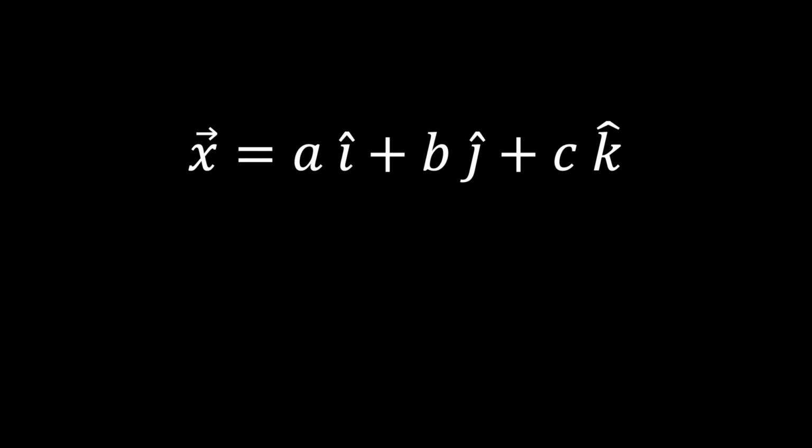The first way you can write a vector is to write it down like this. So you say your vector x has components a in the i hat direction plus b in the j hat direction plus c in the k hat direction.